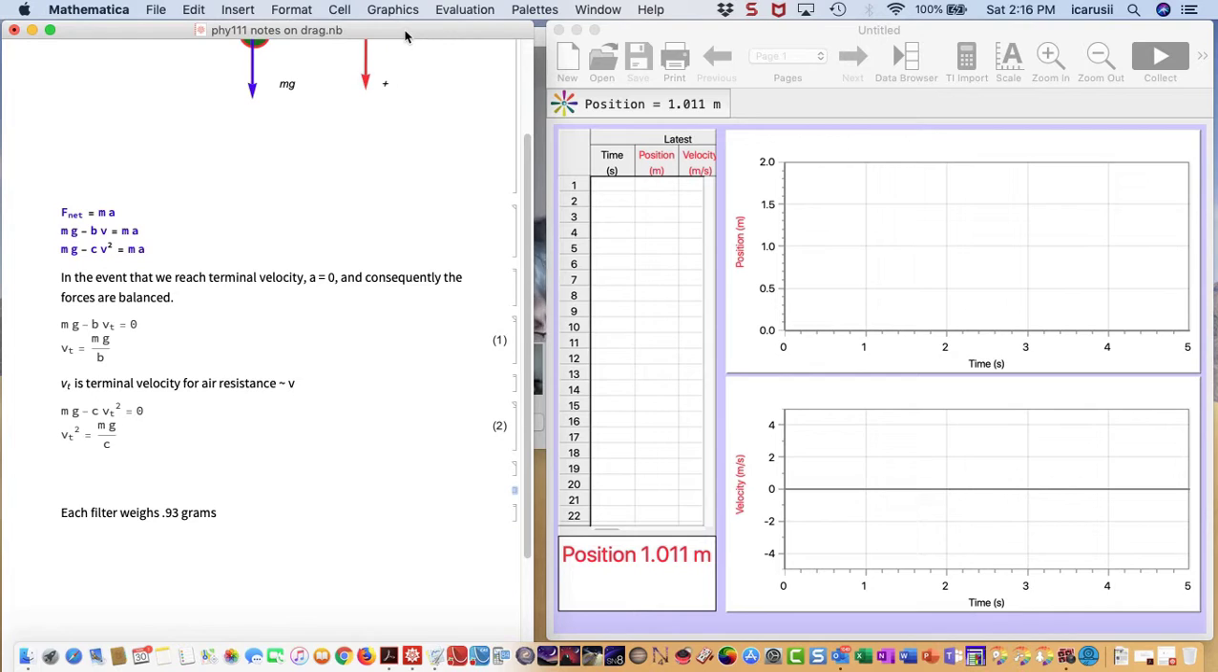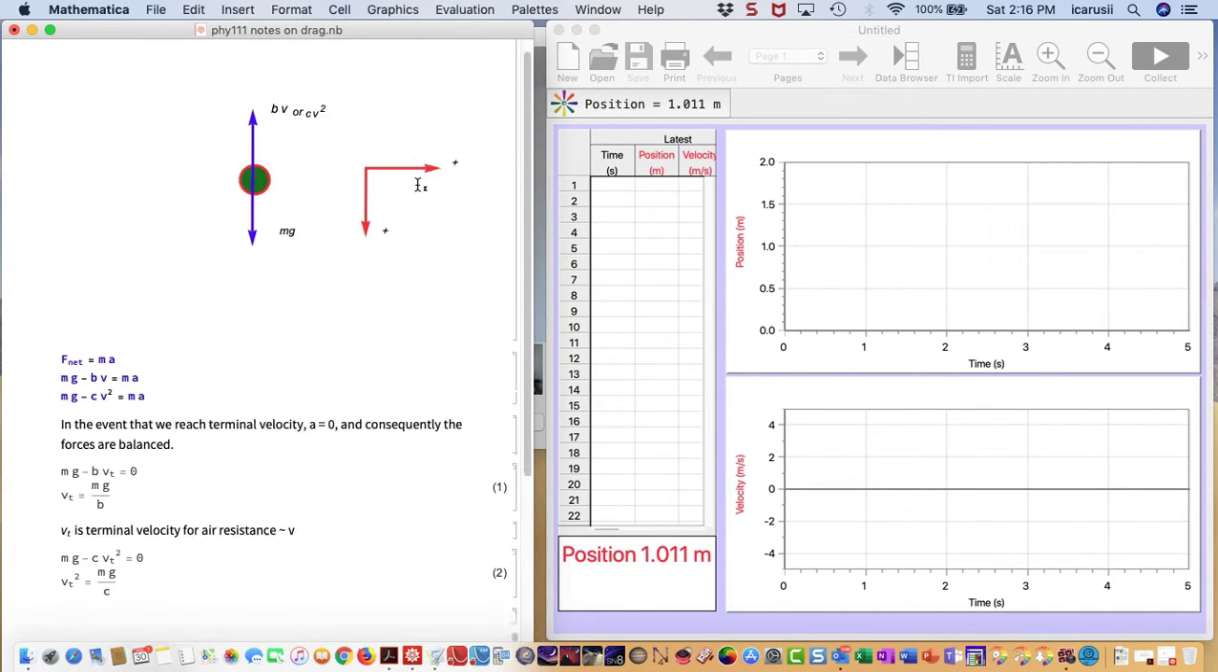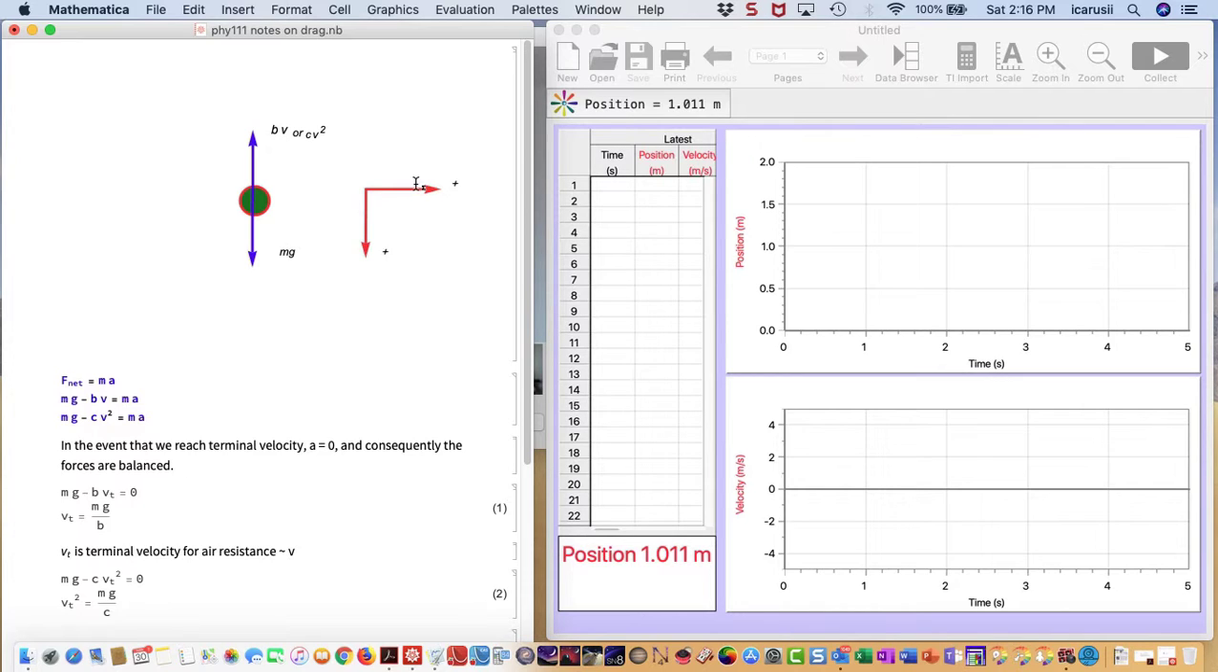When we drop extended objects from a certain height, they are going to ultimately meet with resistance due to the fact that they're falling through a fluid, i.e., air. So we're going to analyze this motion, and we're going to try and come up with a model as to how the filters will fall with time, and we're going to use coffee filters for this.